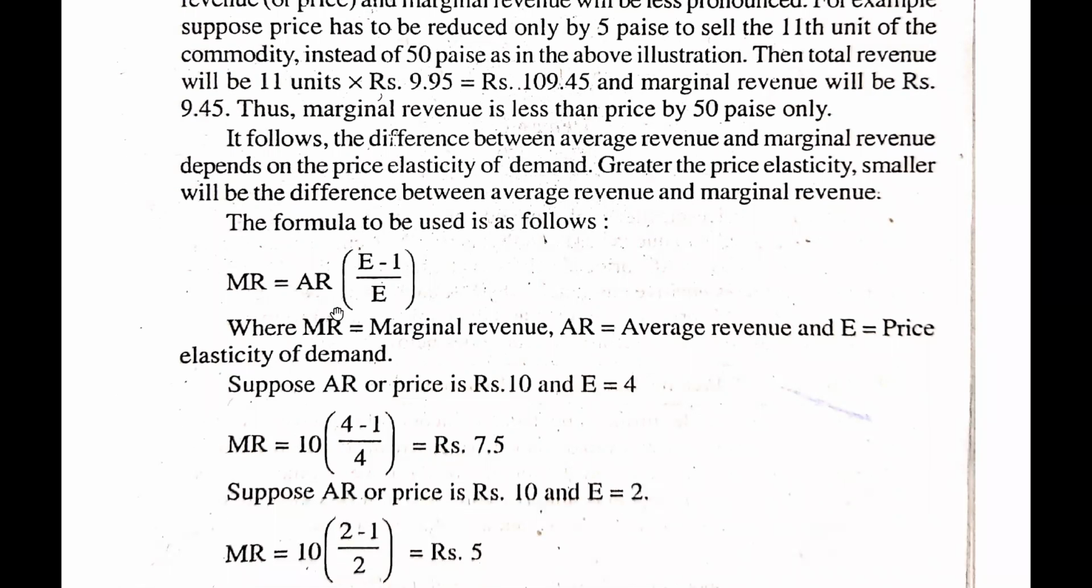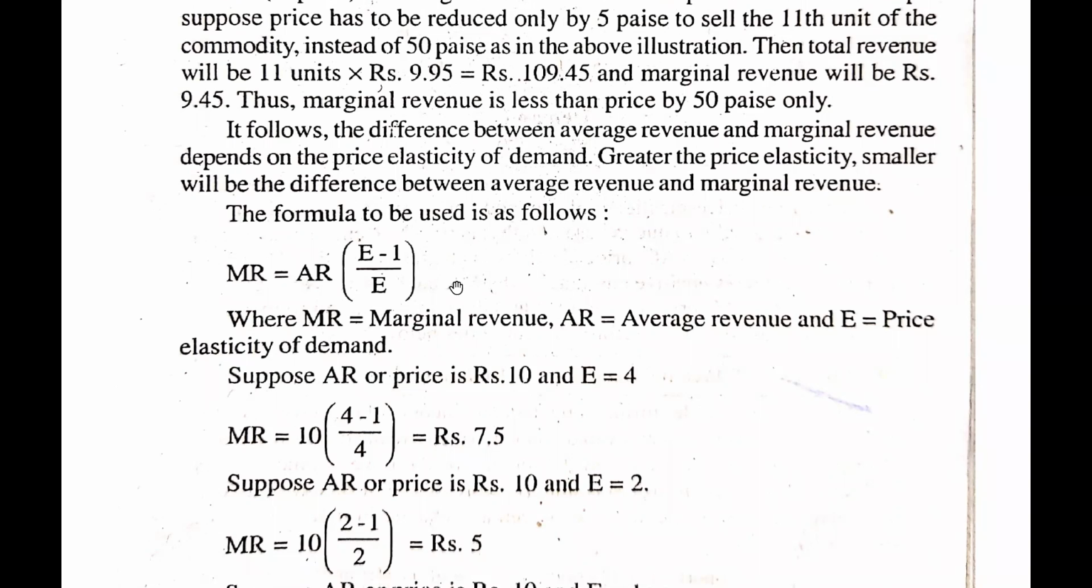So guys, here we are given the formula for marginal revenue. How can we get marginal revenue? Marginal revenue is equal to average revenue. Average revenue means price, so you can also take price over here. Marginal revenue is equal to average revenue times (elasticity minus 1) divided by elasticity. Here E means the price elasticity of demand.